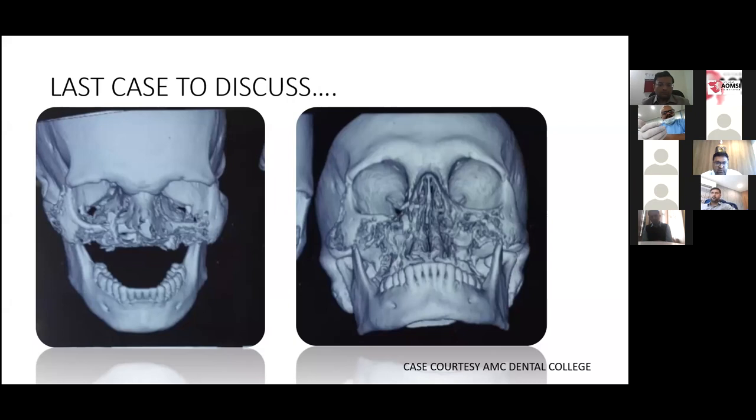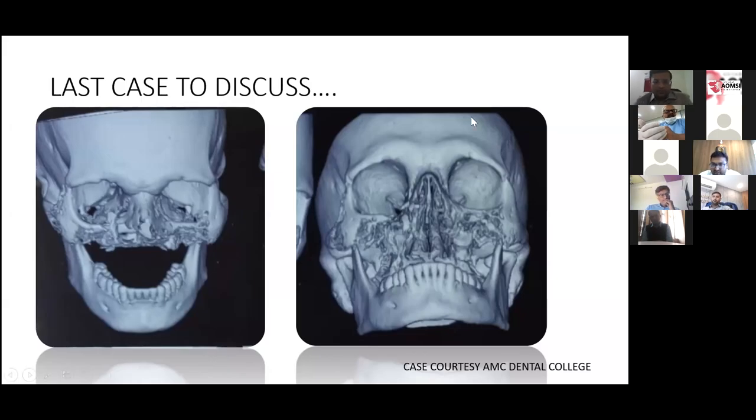So what should be our approach in this case? What should we be doing in this case? Gunjan sir, your take? Yeah, I think as you said, the disease is very stable on the right zygoma.